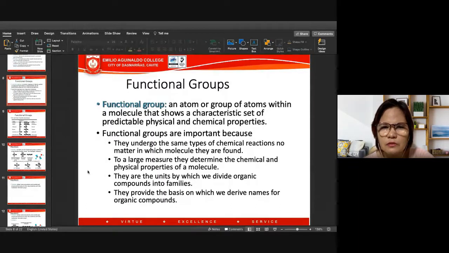Okay. So, what again? To a large measure, they determine the chemical and physical properties of molecules. Okay, there were the units by which we divide the organic compounds into families. And also, they provide the basis on which we derive names for organic compounds. Ano ibig sabihin nun? Paano masasabi na yan ay, what do you call this? Aside from lipids, no? How can you say that this is protein? Okay, how can you say that this is a hormone? How can you say that this is an enzyme? So there are distinguishing structures that would make them different from each other because of this functional group.